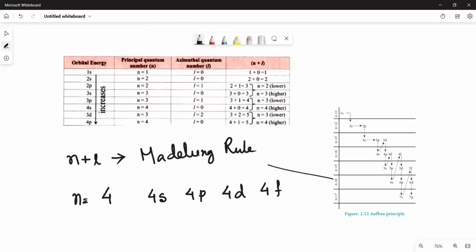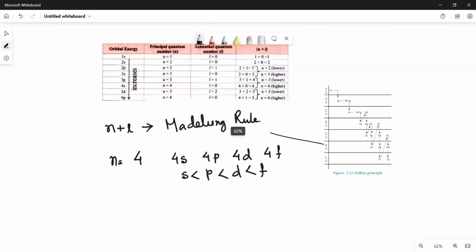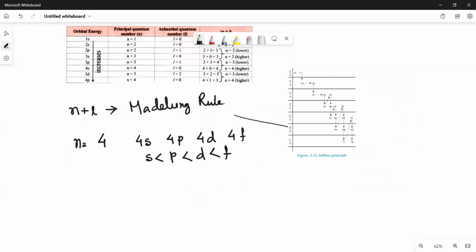Now for a single shell distribution, what is happening? We know that in this case, the energy sequence is s is less than p, is less than d, is less than f. Now, while we are comparing different principal quantum numbers, this 4 with 3, 4 with 5, or 2 with 3, 2 with 4, in that case this n+l rule is there. So what does it mean?